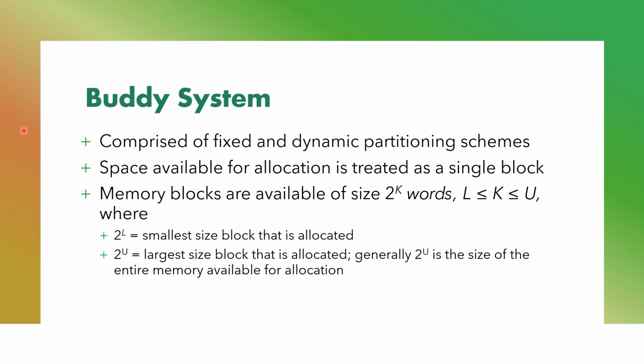What is buddy system? A buddy system is comprised of fixed and dynamic partitioning schemes. Space available for allocation is treated as a single block. Memory blocks are available of size 2^K words, in which L <= K <= U, where 2^L is the smallest size block that is allocated and 2^U is the largest size block that is allocated. Generally, 2^U is the size of the entire memory available for allocation.